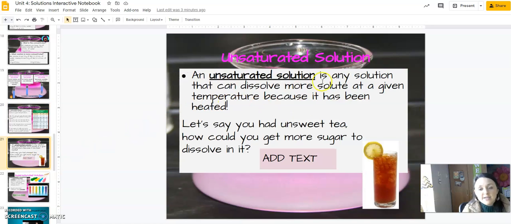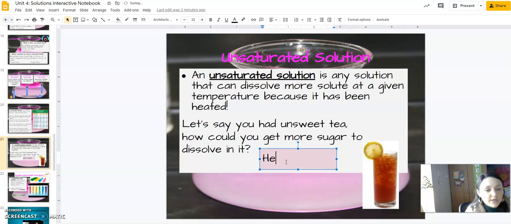So if we're unsaturated, remember unsaturated means we're not yet saturated, we can dissolve more solute at a given temperature. So let's say you have unsweet tea. How could you get more sugar to dissolve in it? Well, one thing we could do is we could heat it up, increase the temperature.